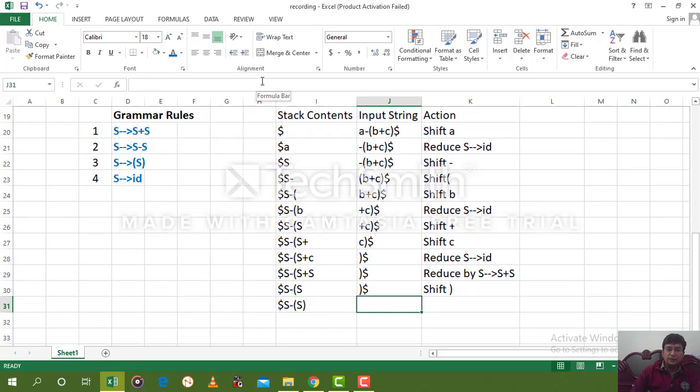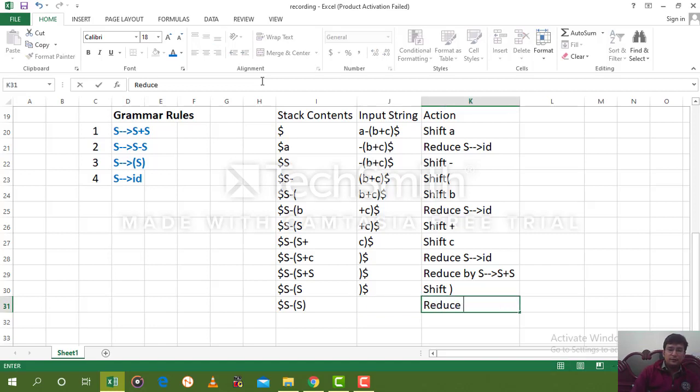This is the condition, and in the input string we are remaining with only the dollar. On the top of the stack, we have S minus under bracket S. So if we consider only under bracket S, or under parenthesis S, there is a production rule 3, which says that if we have under bracket S, that can be converted to S.